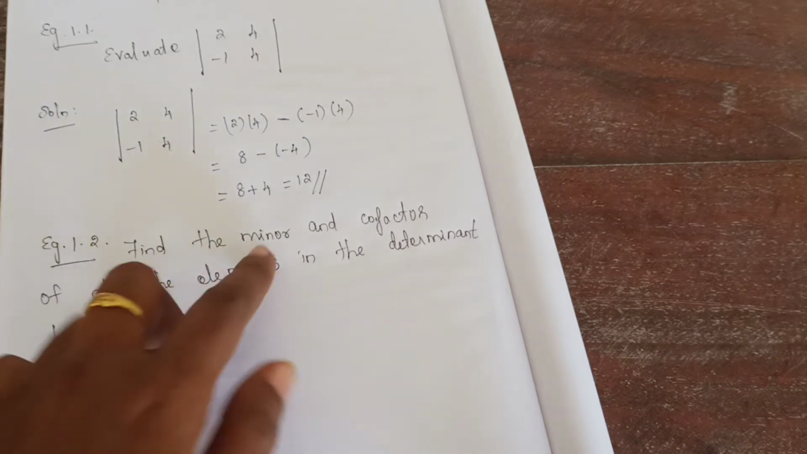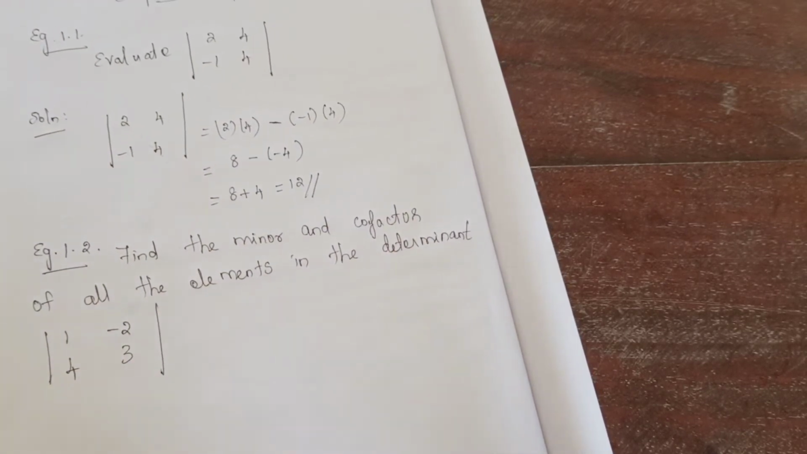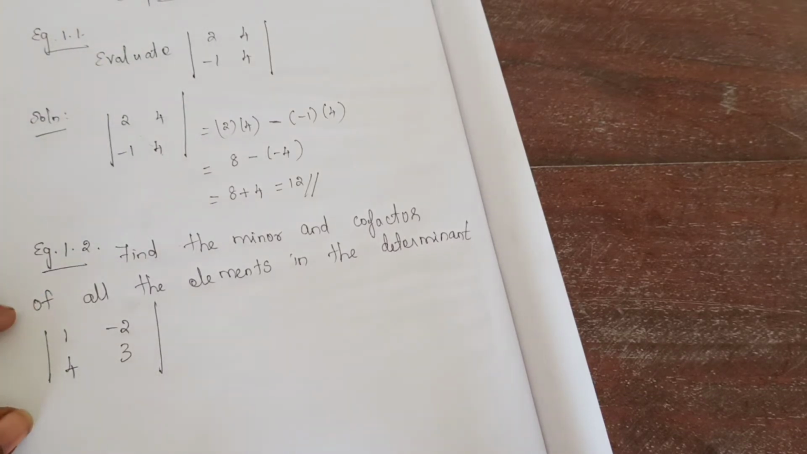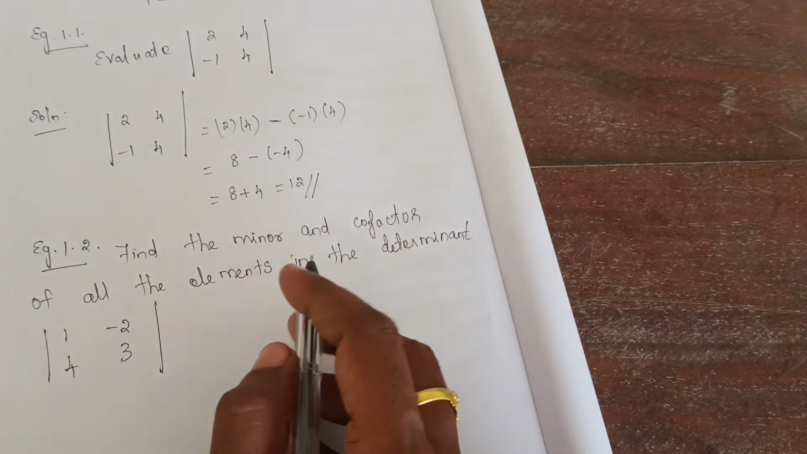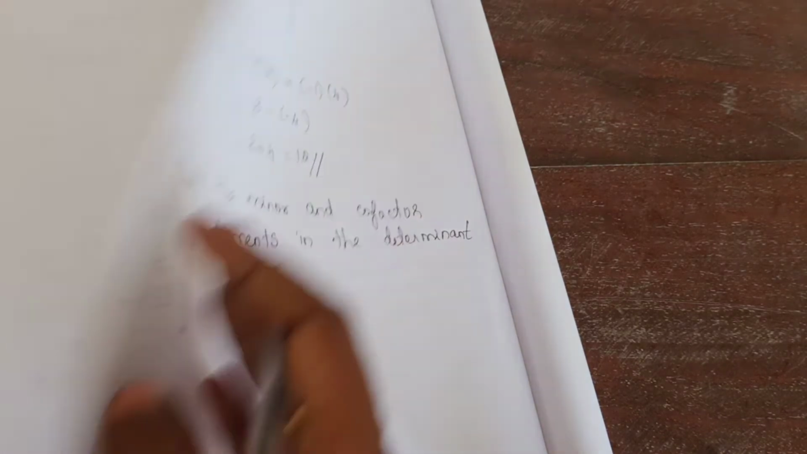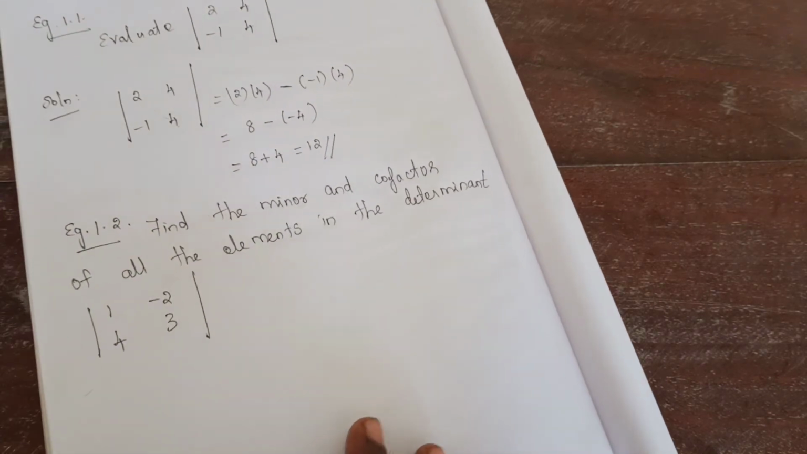Listen here. Find the minor and cofactor of all the elements in the determinant. Now you will have a doubt. In the last problem, example 1.1, they asked the same determinant, and you just cross multiplied it and found the answer. For what purpose do we need to do it like this here? Read the question carefully. Here they want us to find the minor and cofactor. If they simply ask to evaluate, you just do it like that. But here you need to find the minor and cofactor, so you need to do it separately.